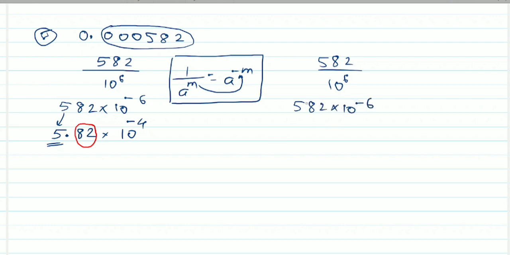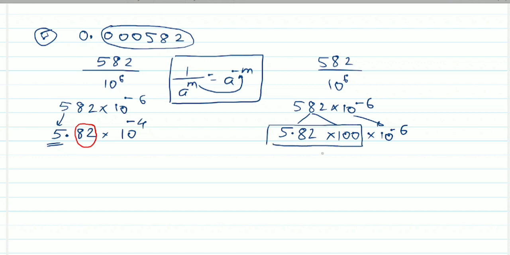In the next step, what I will do is, I will write this 582 as 5.82 into 100. This 10 raised to minus 6 will remain as it is. 5.82 into 100 is 582. This 100 is nothing but 10 raised to power 2. This 10 raised to minus 6 is as it is. Now as the base is same and there is multiplication between them, so we have to use this formula, we have to add the powers.